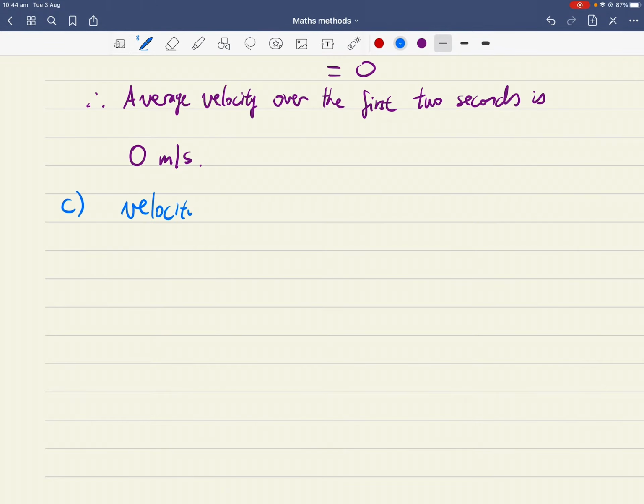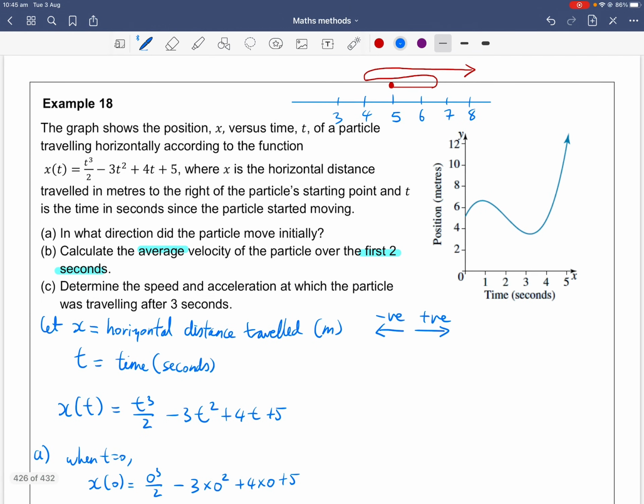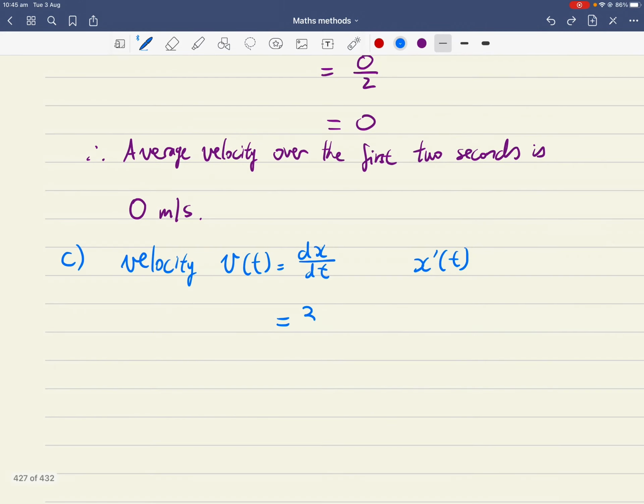We want velocity, or v of t, which is dx/dt, or if you prefer the dash notation, you would write it as x dash of t. What was our displacement function? Our displacement function was t cubed on 2 minus 3t squared plus 4t plus 5. So if we differentiate the first term, it would become 3t squared. So take the power down, take away 1 from the power, and keep the over 2 because that's the same coefficient. So we would get 3t squared on 2.